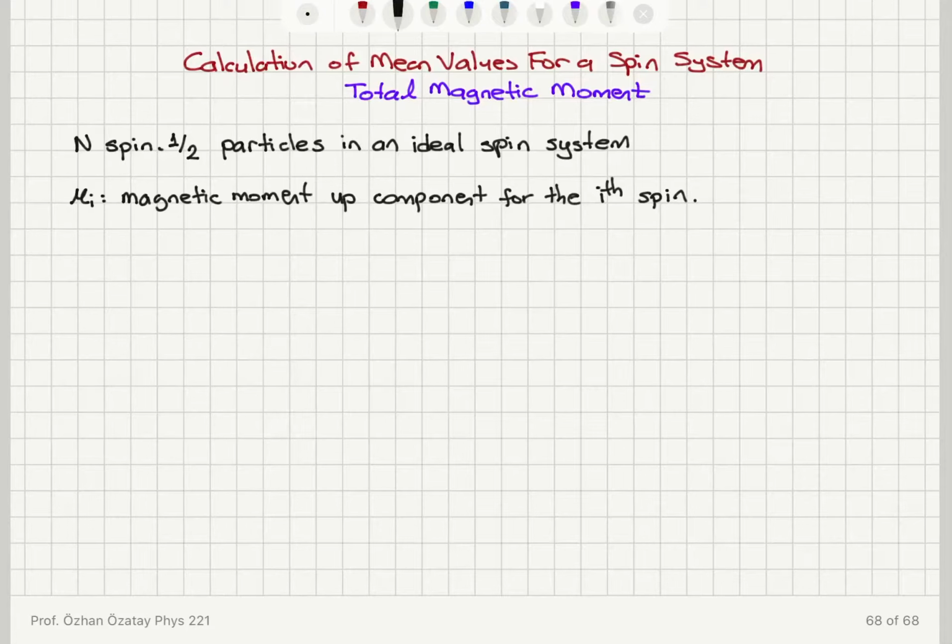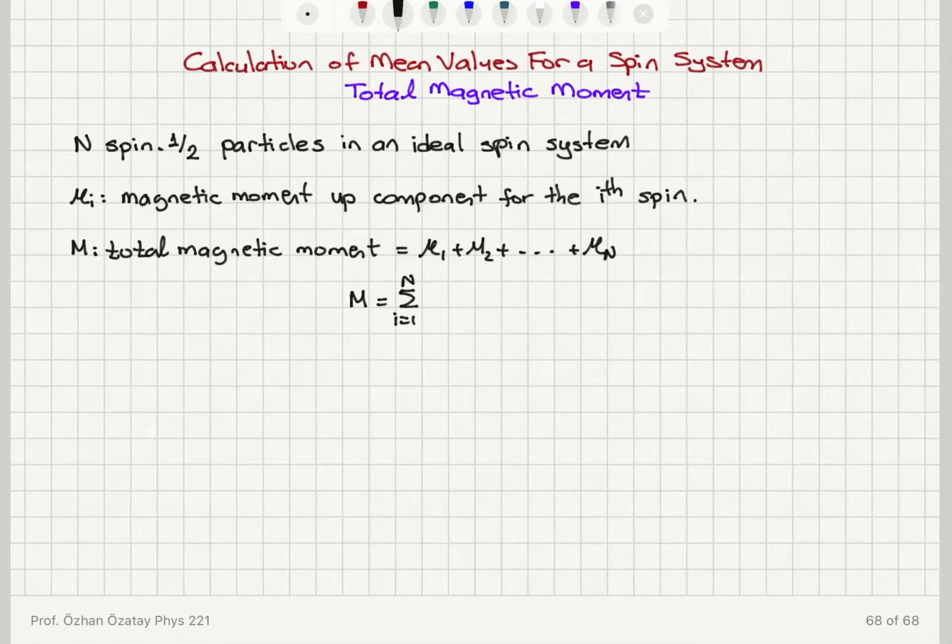And I call capital M total magnetic moment. So if I go through all particles, they have magnetic moment mu1, mu2, second particle, etc., all the way up to the nth particle magnetic moment. Therefore, I will have for the total magnetic moment M the sum from I equals 1 to n of mu sub I. And it is total magnetic moment in the up direction.